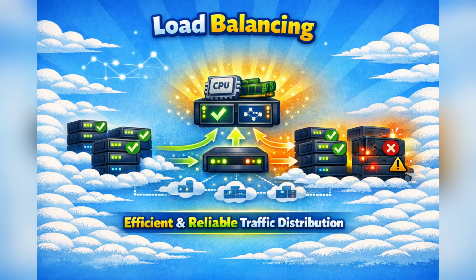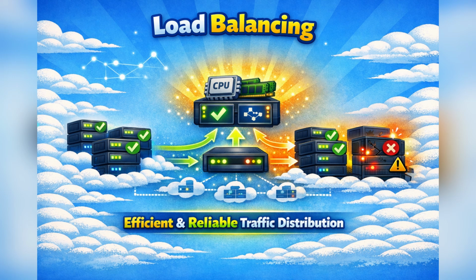Now, once you have multiple machines, you need a way to distribute traffic between them. This is where load balancing comes in. A load balancer acts as a traffic controller. It sits in front of your servers and decides where each incoming request should go. For example, if a user visits your website, the load balancer receives the request first. It then forwards that request to one of the available servers.